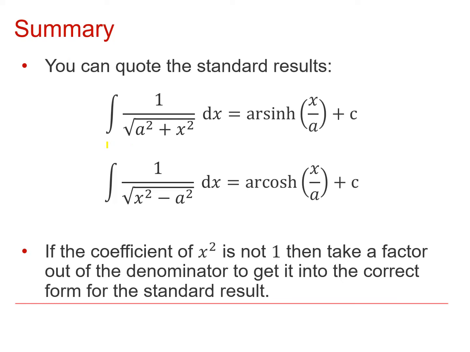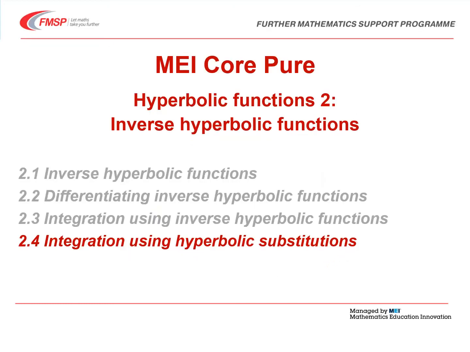So the summary for this then, we've got two types of integral that we can now tackle, one of which is arsinh x over a plus c, and the other is arcosh x over a plus c, and they are in your formula books, and therefore you can quote them without proof. And secondly, if the coefficient of x squared is not 1, then we take a factor out of the denominator to get it into the correct form so that we can then use the standard result. And you do that first and then apply the standard result. The next and final video in this sequence is 2.4, Integration using hyperbolic substitutions.